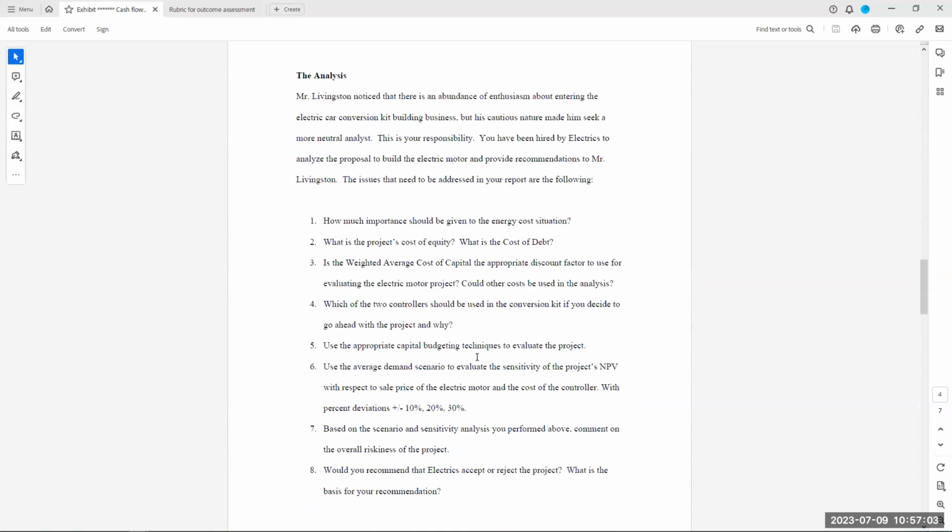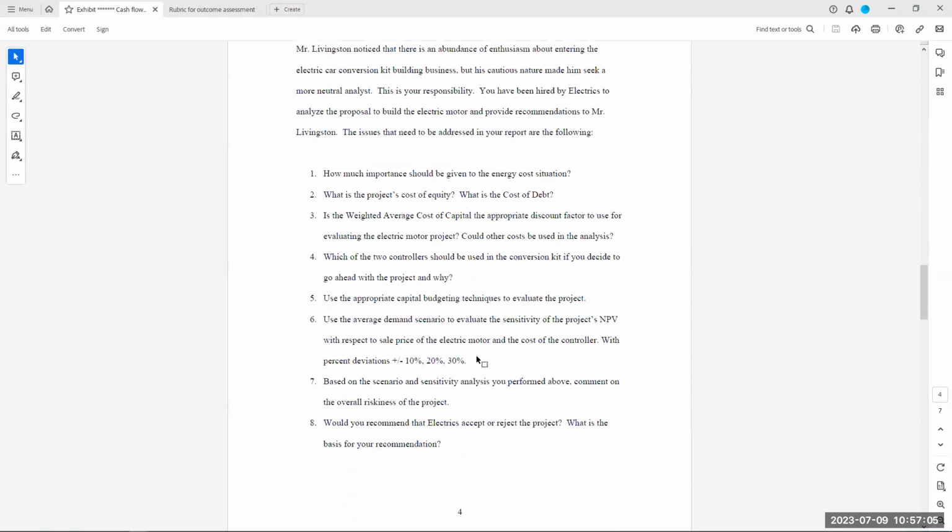The analysis is to answer these 8 questions. This is what your paper is all about. You're going to answer these 8 questions based on your analysis of this topic and of the data. Remember, there's no pre-formatted spreadsheet in this problem, like there was in case number 2. You are to create the spreadsheet.